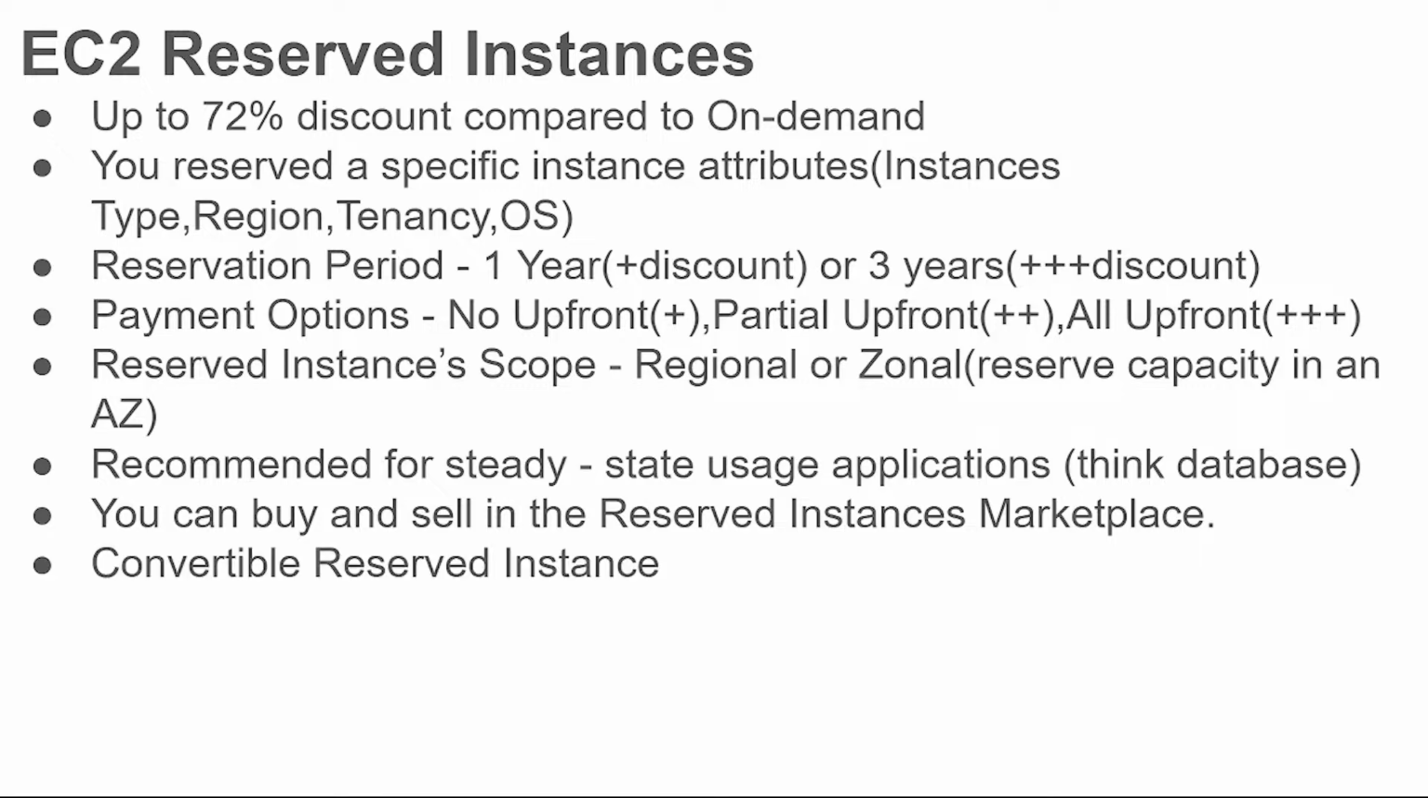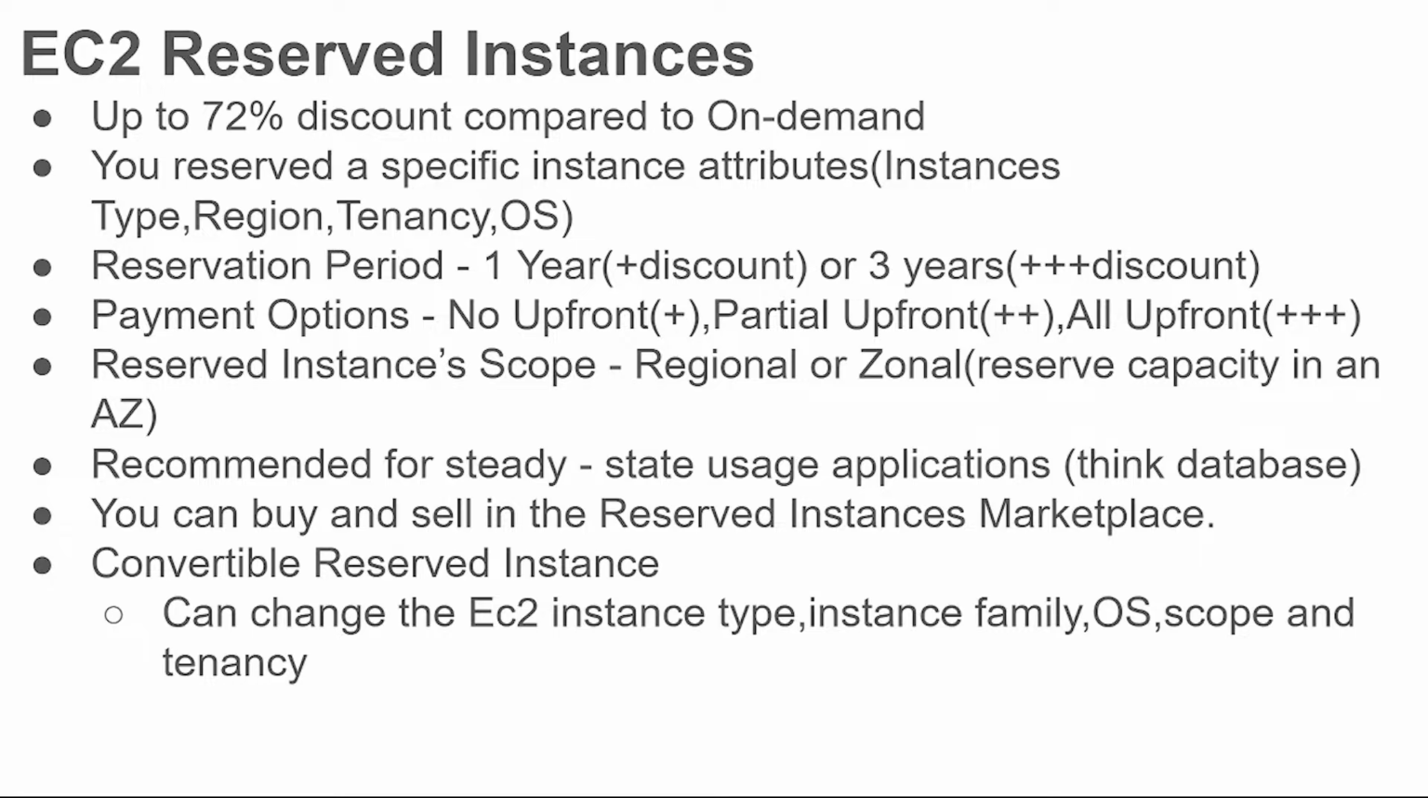Convertible reserved instance is another type of sub-part in reserved instances. In these we have the privilege to change the EC2 instance type, instance family, OS (operating system), scope and tenancy. You can change all these things. You will surely get a lesser discount than standard reserved instances because you are getting the privilege to change your EC2 instance type at any point of time. So it will not give you that much discount, but it will still give you a discount of about 66%, which is lesser, but much greater than on-demand instances.